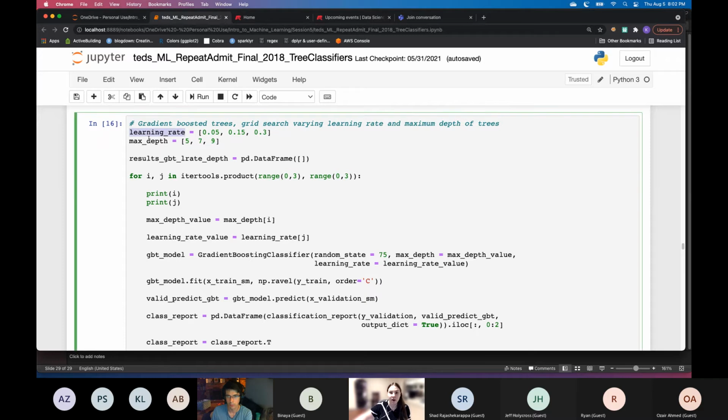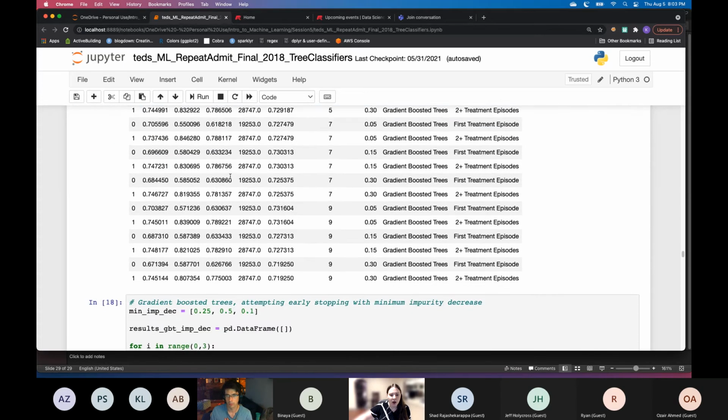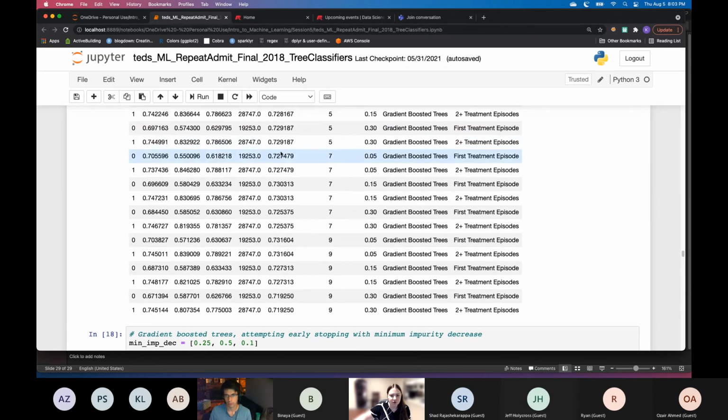So I wanted to try both of them at the same time. I did the learning rate and the max depth, trained on multiple models. Now you can see down here, we start off with an accuracy of 72.4%. It's going up, up, and up until it hits that 9 with a learning rate of 0.05. So we're hitting our best model right here, and then it starts diving again. So we hit the top of our bell curve here.